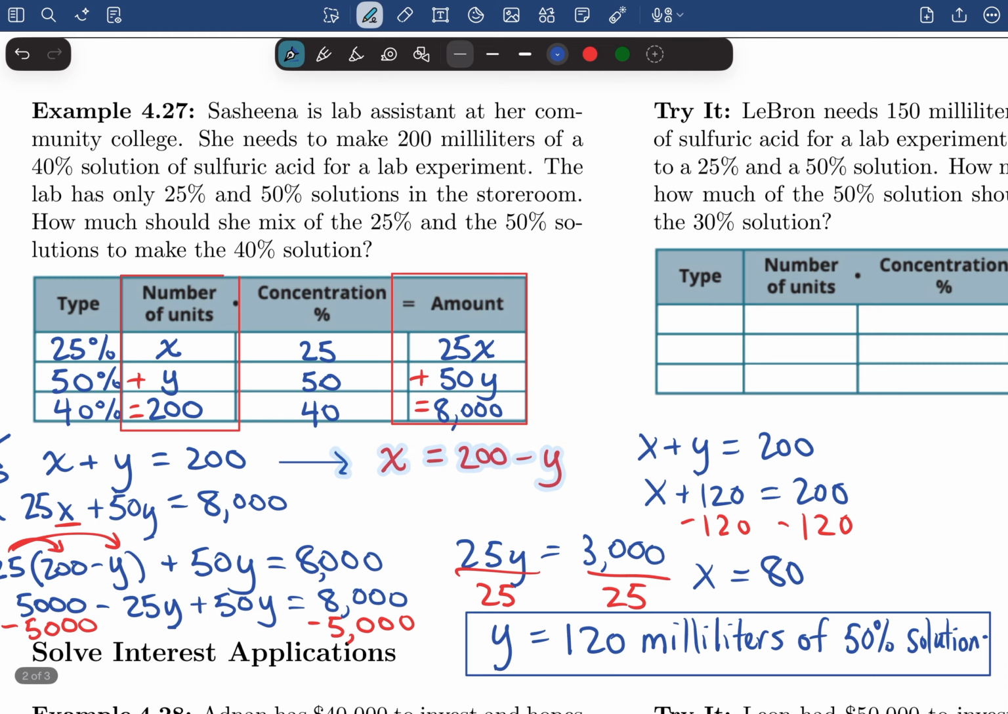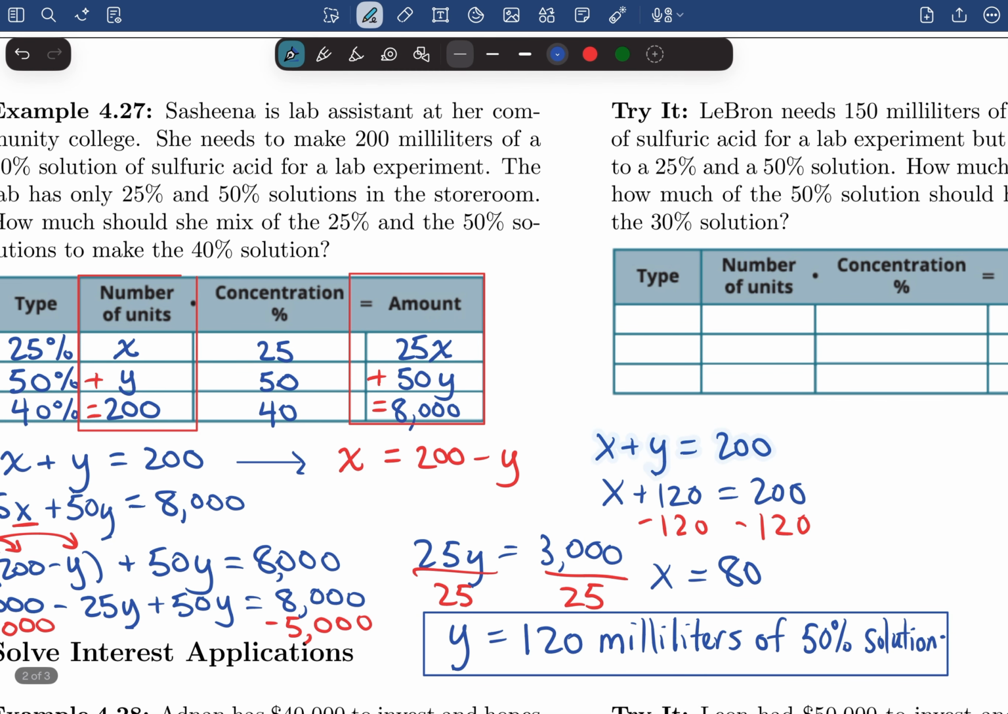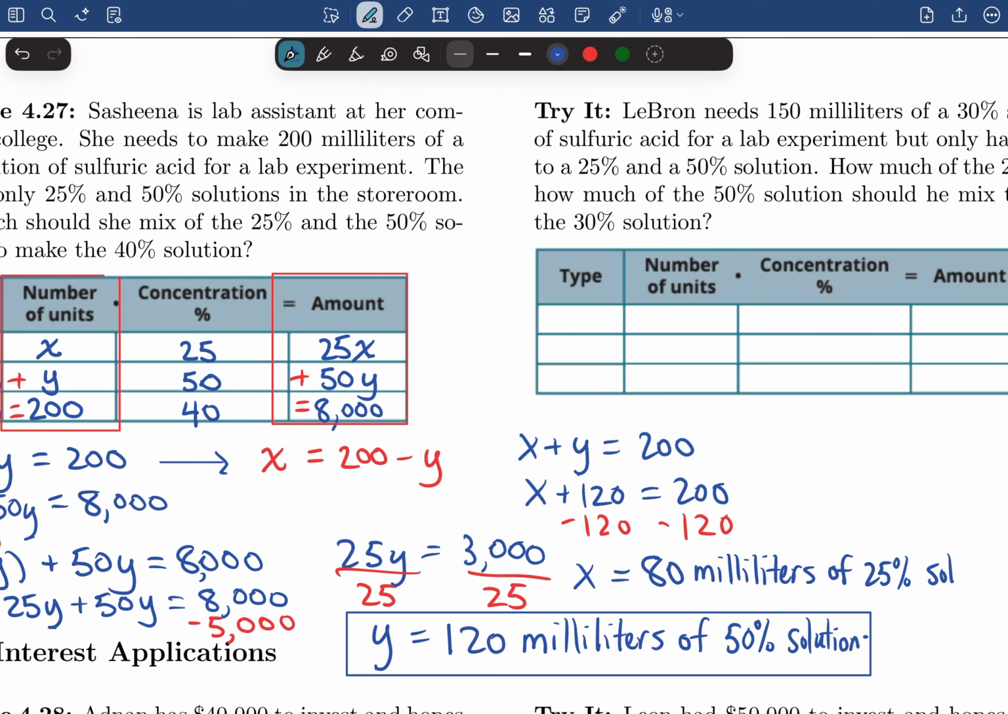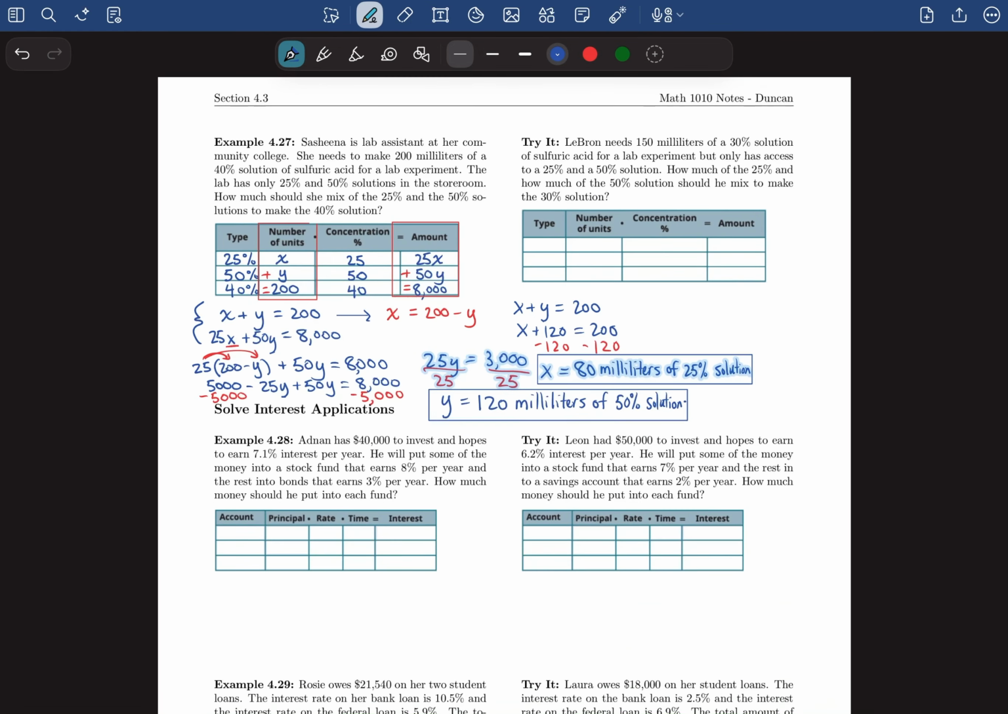And what did that x represent? Well, x represented the number of milliliters of 25% solution. That's what we said x represents. So I'll write that in context. So I'm going to write 80 milliliters of 25% solution. And I am done. We have solved this system of equations, and this is a great example of a mixture problem. So there we go.